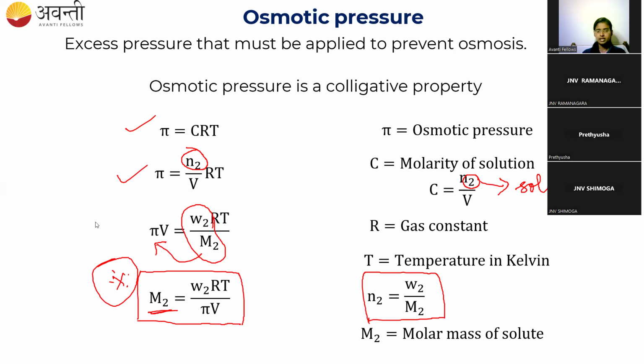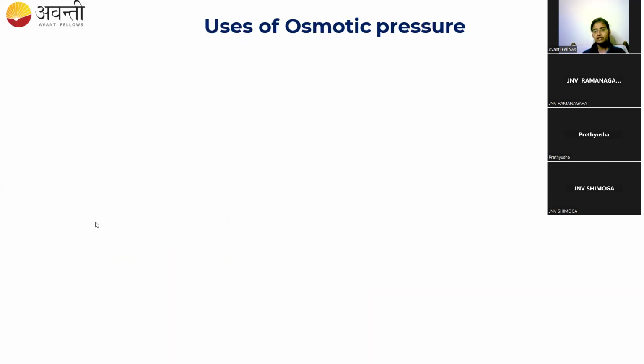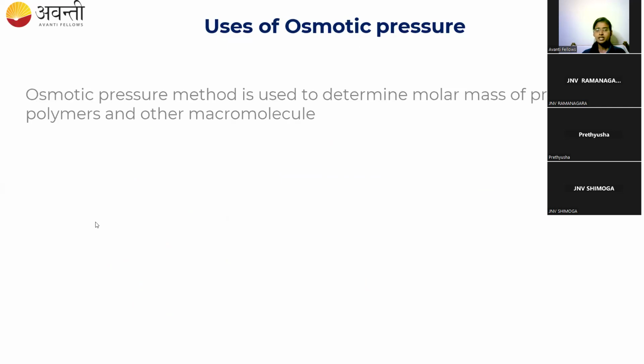Okay, let me move on to the next slide. So we'll go with the uses of osmotic pressure. It is the method which is used to determine the molar mass of the protein, the molar mass of the polymer, and the molar mass of some other macromolecule.